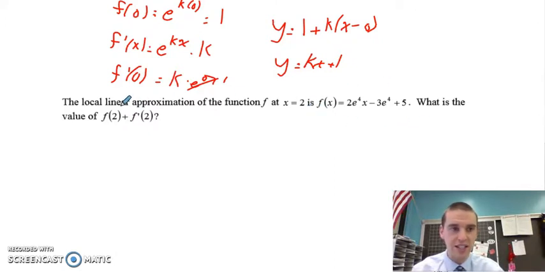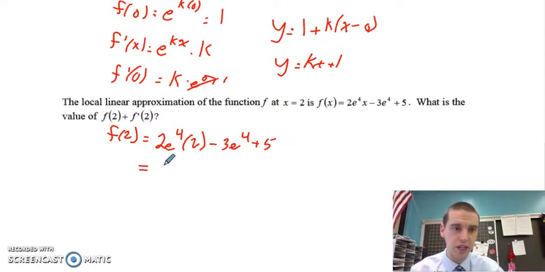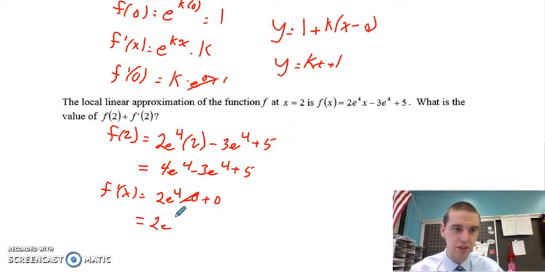In this case, the local linear approximation of the function f at x equals 2 is approximate. This is the function. It's asking what is the value of f of 2 plus f prime of 2. Very straightforward. Find f of 2: 2 e to the 4th times 2 minus 3 e to the 4th plus 5. We know that's 4 e to the 4th minus 3 e to the 4th plus 5. F prime of x that we need to get is 2 e to the 4th minus 0 plus 0. So we're just going to get 2 e to the 4th.